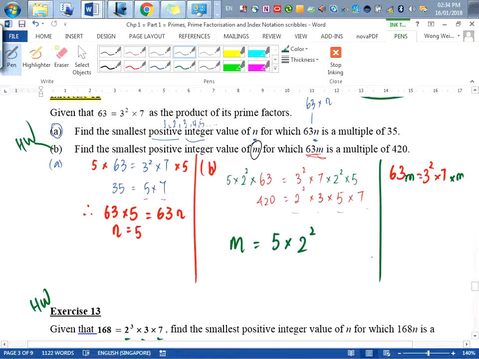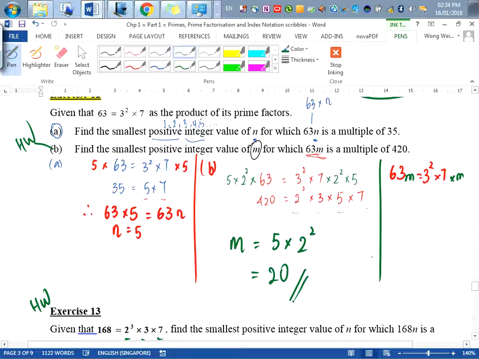Obviously, M must be my value of 2 squared times 5. Likewise, for the other side, 3 squared times 7 times 2 squared times 5. So that will be my value of M. Okay? So find the smallest positive value of M, and therefore, my answer will be 20.